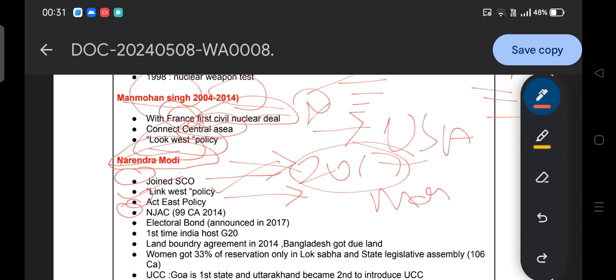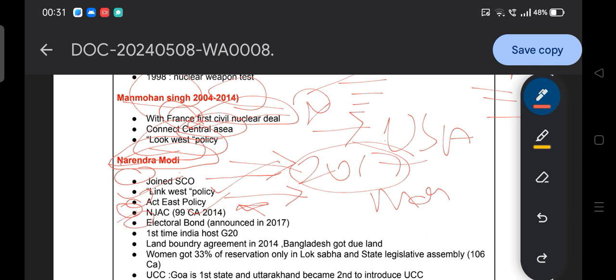Then the National Judicial Appointments Commission, introduced by the 99th Constitutional Amendment Act, 2014. Because this is also in the news right now, it is important, and that's why I thought I should add it. So: National Judicial Appointments Commission, 2014, 99th Constitutional Amendment Act. Very, very important.